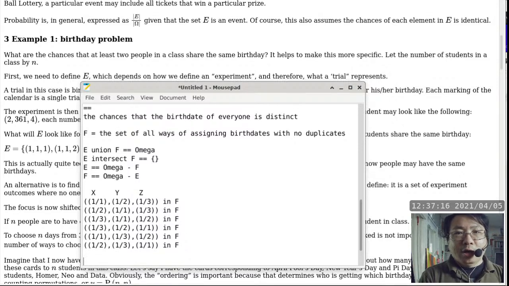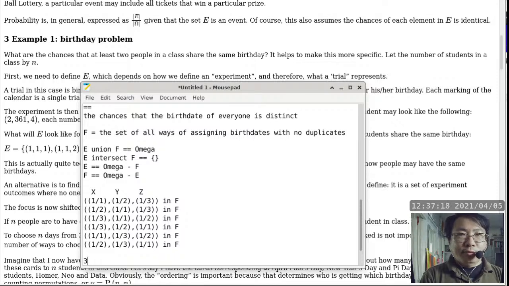Why? Because there are 3 choices for X. X being the first one that we consider, X can choose any one of the 3 dates that we have pre-selected. But whatever X has chosen, Y cannot use that, so Y only has 2 choices left. And once X and Y have chosen their dates, Z has only 1 date left. So it becomes 3 times 2 times 1, which is indeed 6.